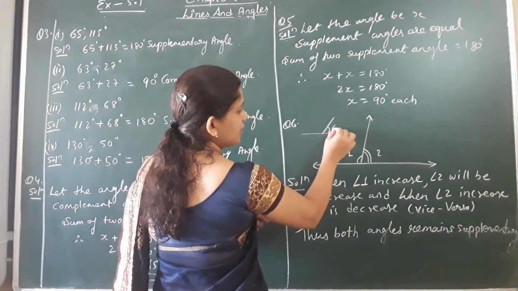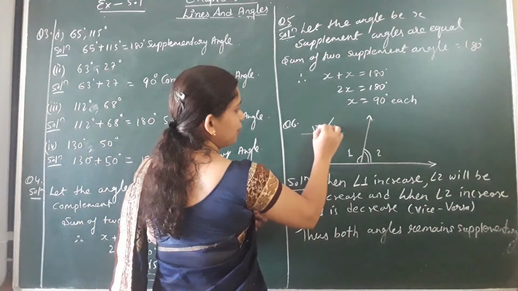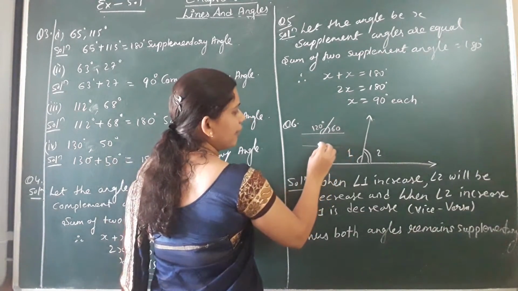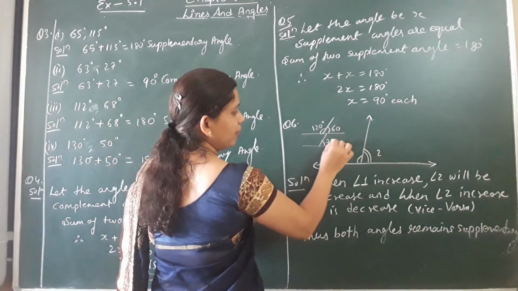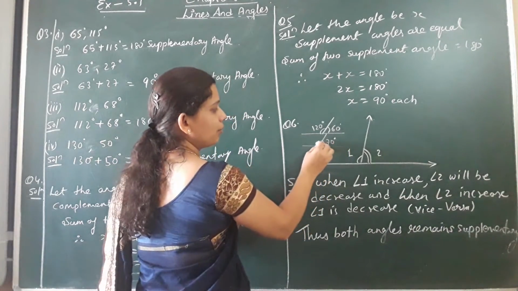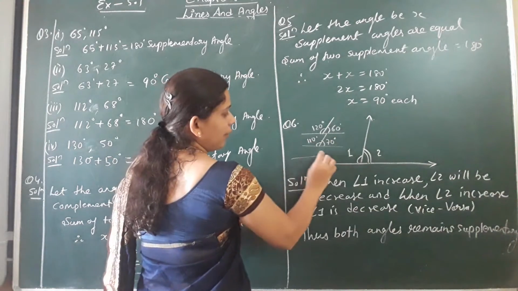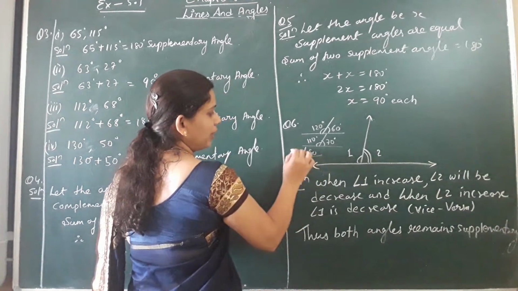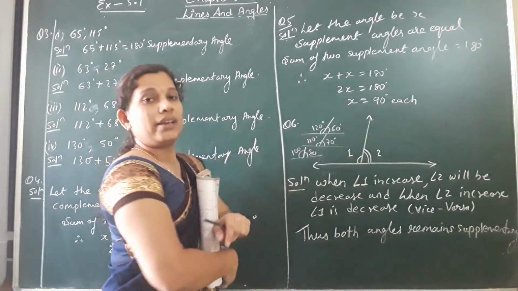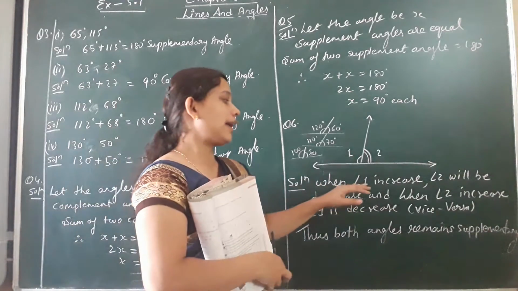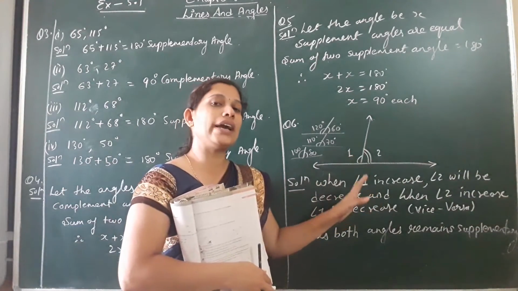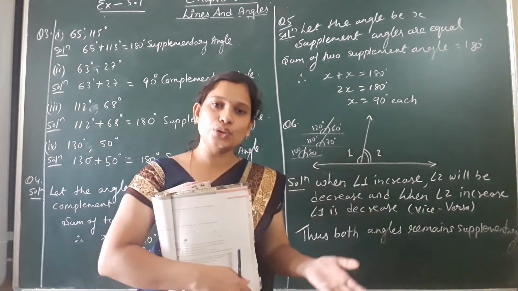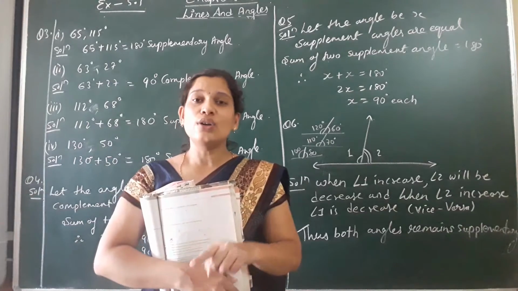If this one is 60 degrees and this one is 120 degrees. Clear? When I increase the value of 60, say to 70, it increases. If I increase by 10 degrees here, then 10 degrees will decrease here. If I increase by 20 degrees, 80 will be here, then automatically 100 degrees will be there. That means, if angle 1 increases, then automatically angle 2 will decrease. If angle 1 is decreasing, then automatically angle 2 will increase. If one decreases, the second will increase.